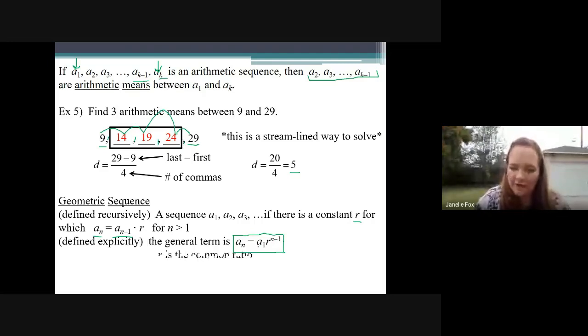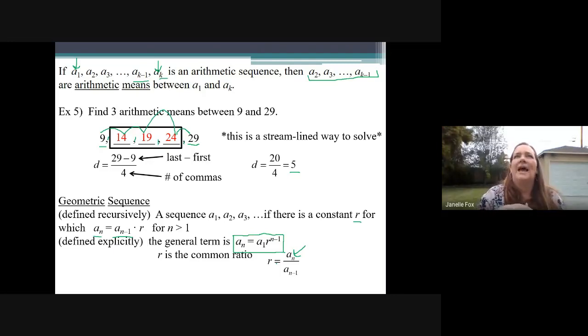Now, how do you find that r value? It's called the common ratio. That's why they use the letter r. The common ratio is a term divided by the previous term. You can take any term that you want, it doesn't matter which one, and divide by the previous term, and that will give you your common ratio that you can then plug in. These can be negative numbers. They could be fractions. So just be aware of that.